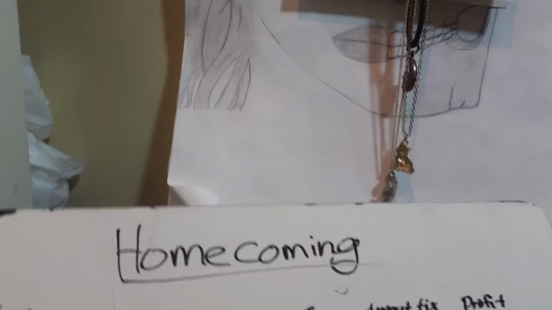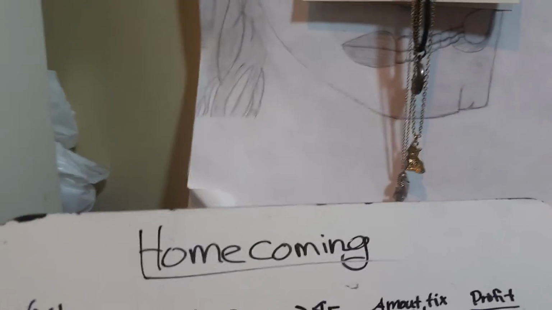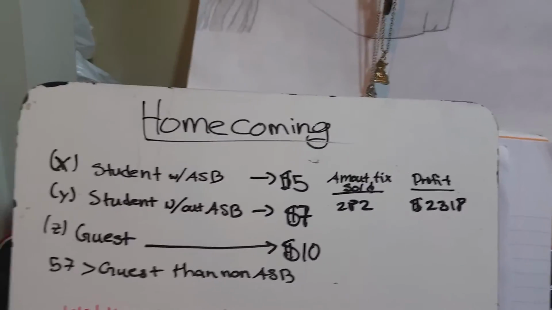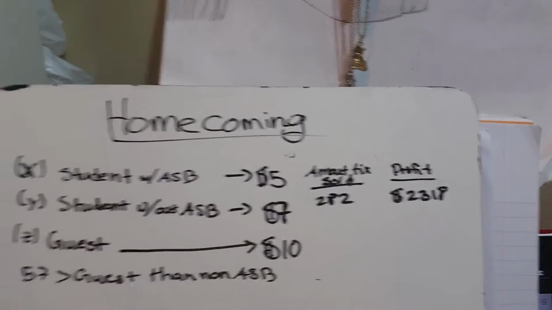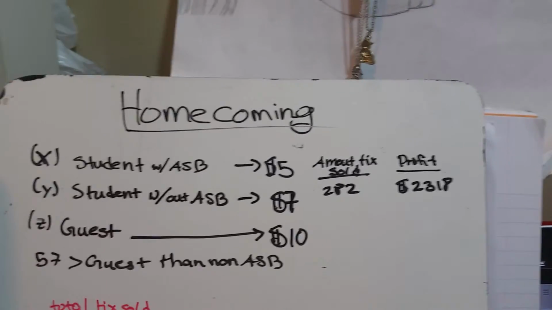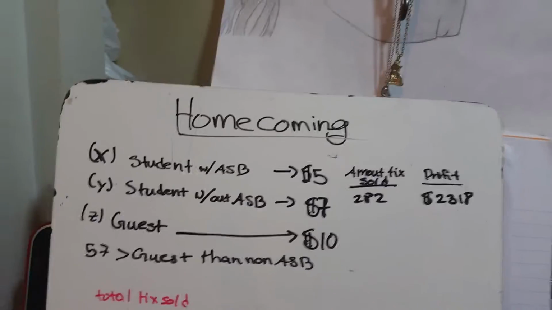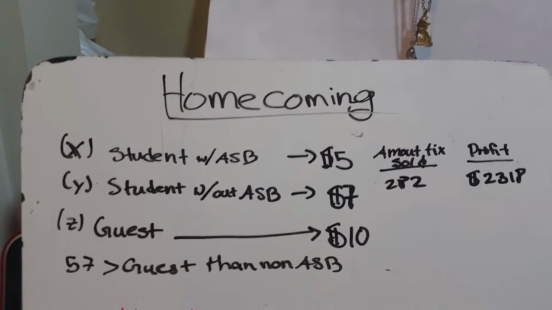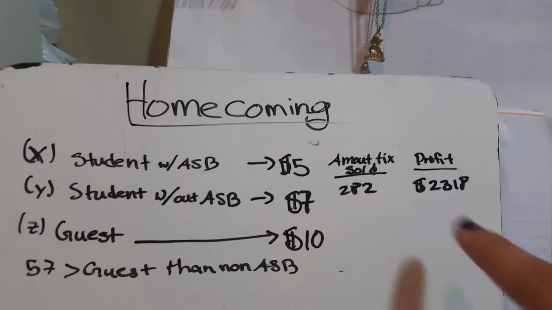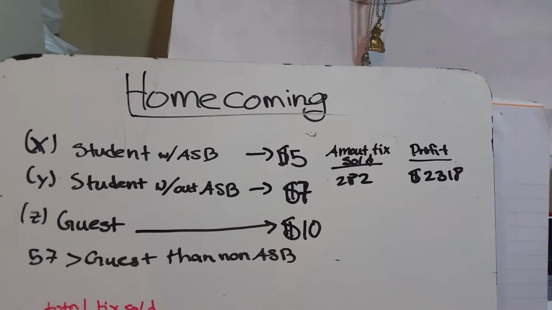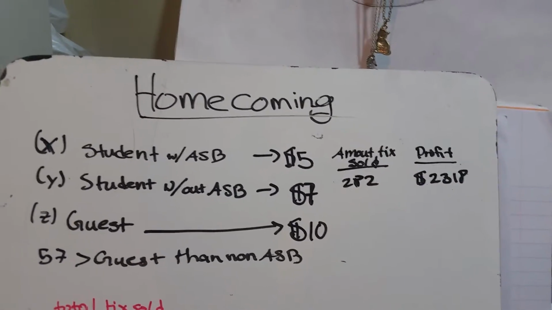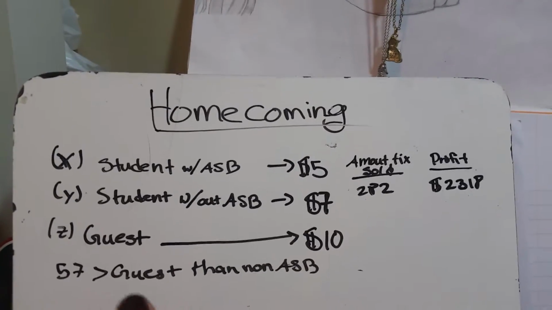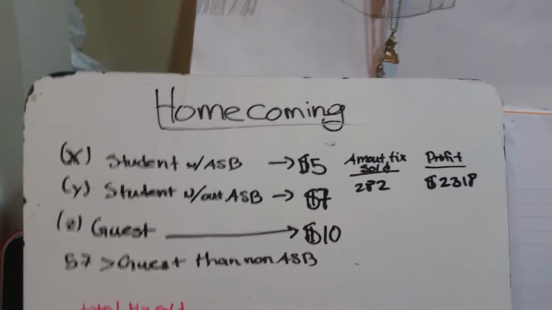Now we're going to be focusing on homecoming, the word problem. So in the word problem, we know all of this. We know the cost of tickets for students with ASB is $5. Students without ASB is $7. Guests is $10. The amount of tickets sold that entire night were 282, and the profit was 2,318. Now we do know there were 57 more guest tickets sold than non-ASB.